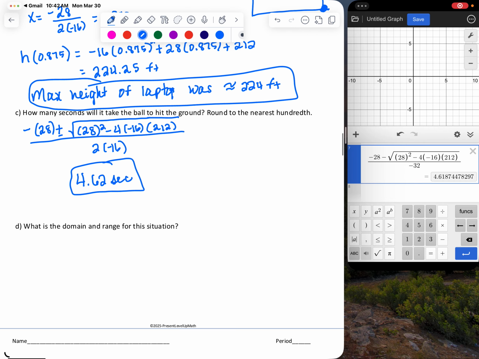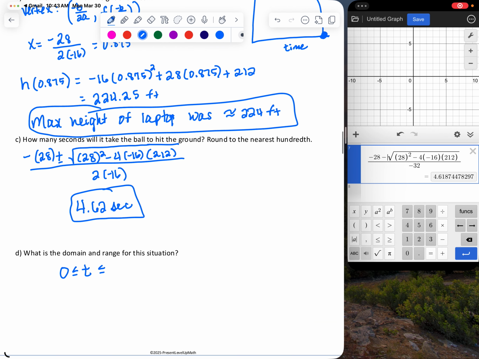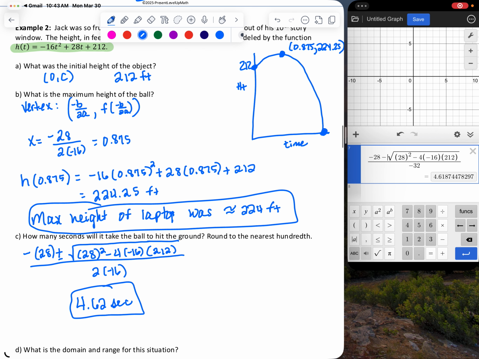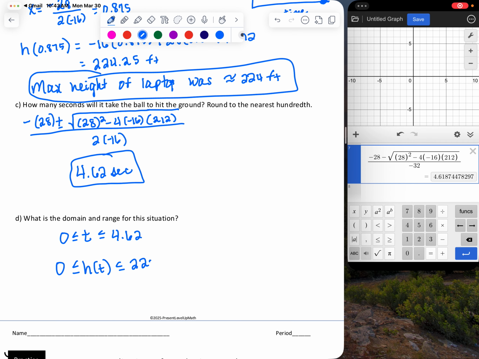All right, so for the domain, remember, is the time. Our lowest time was 0, and it hit the ground at 4.62 seconds. The range is the height of the laptop. So it hit the ground at 0, that was its lowest height, and its maximum height was 224.25 feet. So let me label this domain and range. And that concludes today's lesson, applications of quadratic formula.